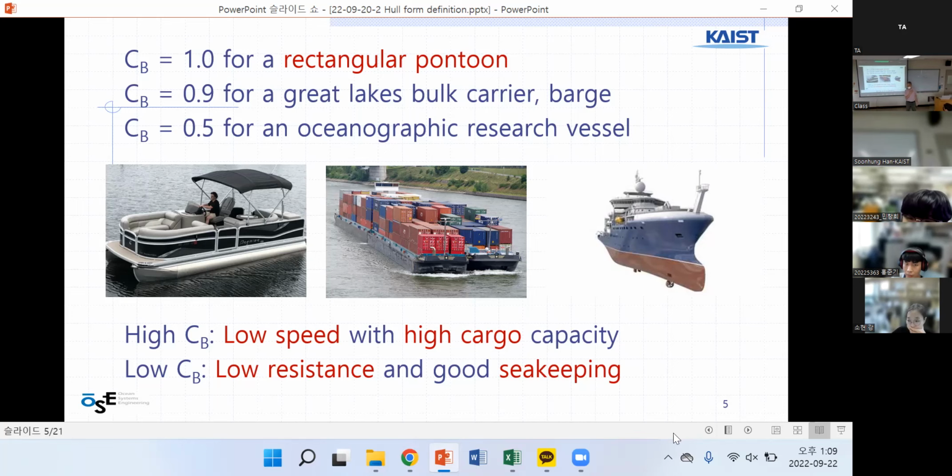Myself, I studied in the United States for my PhD at the University of Michigan. Michigan is the name of one of the Great Lakes. So there are 5 big lakes connected together, in the middle of the United States, between Canada and the north.